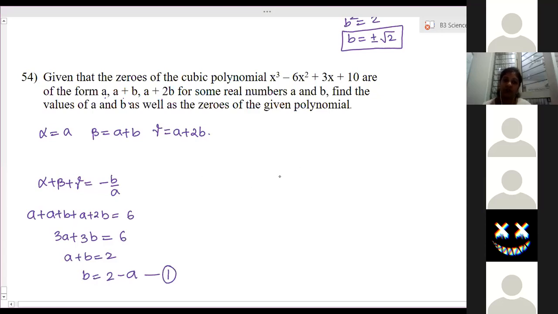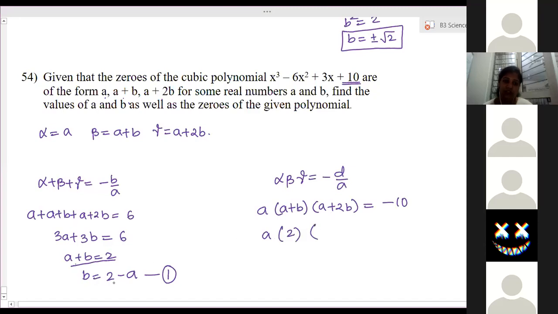Now product of zeros. Alpha into beta into gamma is equal to minus D by A. Alpha is A into A plus B into A plus 2B is equal to minus D by A, which is minus 10 by 1, that is minus 10. So now A we don't know. A plus B value we have 2. So substitute 2, and value of B substitute as 2 minus A in this equation: A plus 2 into 2 minus A is equal to minus 10.